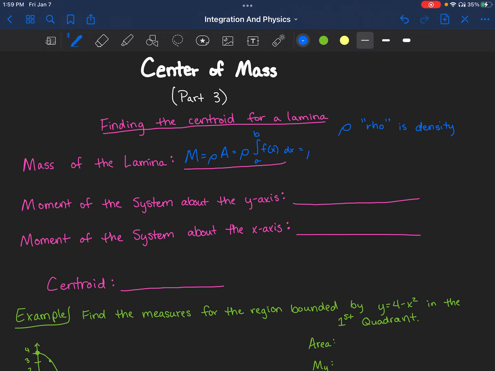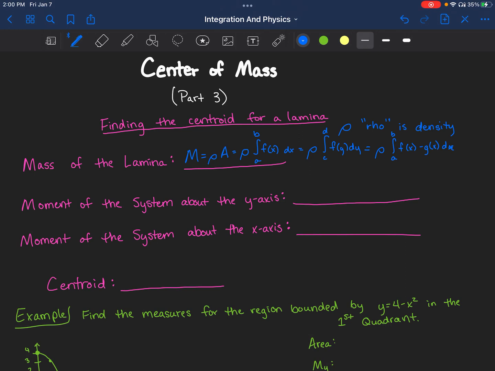If it's in terms of y, we can still do the same thing. I'll do c and d of f of y dy because they may not be the same numbers. And if I have two functions, I can do a to b of f of x minus g of x dx, just like I'm finding the area between two curves, because that's exactly what I'm doing here. So if we're doing this in terms of x, f has to be the upper function, g has to be the lower function. If I'm doing y variables, f would be the right function, g would be the left function.